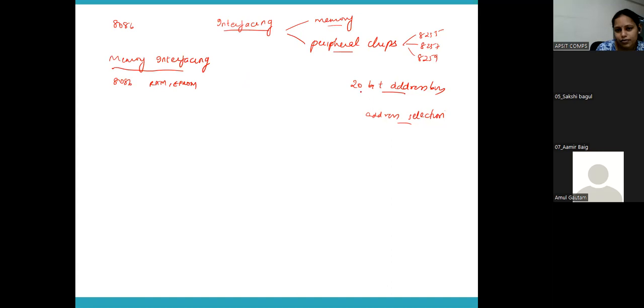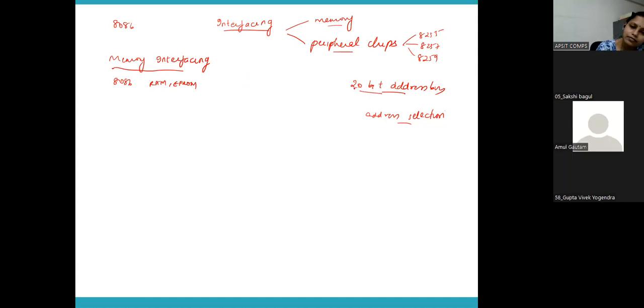If the address bus is 20-bit, how much addressable memory will 8086 have? 1 MB, 1 megabyte. How did you get that? It is 2 raised to 20. Okay, 2 power 16 is the size of the data bus. So you know that 8086 has a 1 megabyte addressable memory.